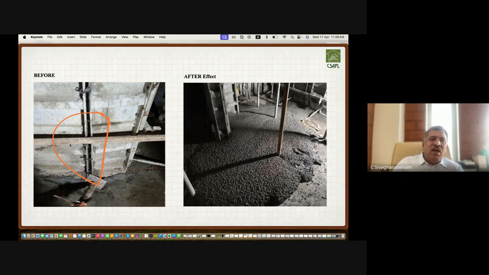This one, could you see the quality of the shuttering sheet? And what had happened? The concrete spilled out of the shutter. So this kind of thing we should not allow.